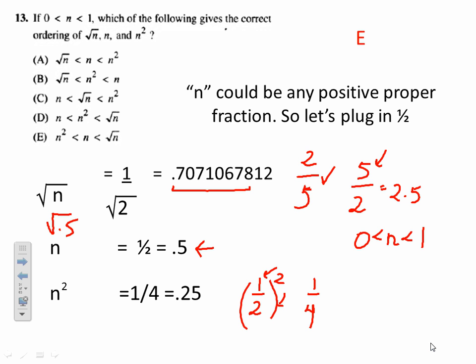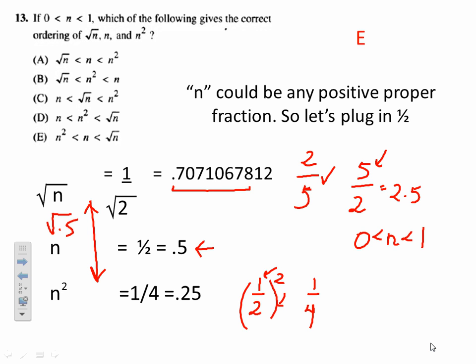Okay, so if we put them in order, you would have n squared as the smallest, n as the middle term, and square root of n. So you want to look for them in this order at least, because you know they have to be in this kind of order. It could be forwards or backwards, but they're going to be in this order.